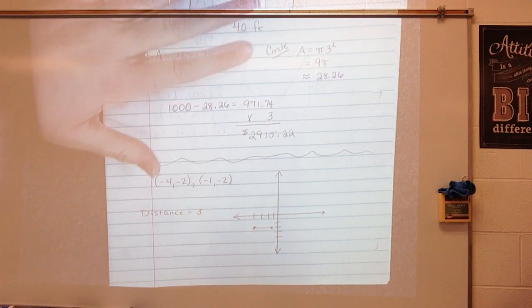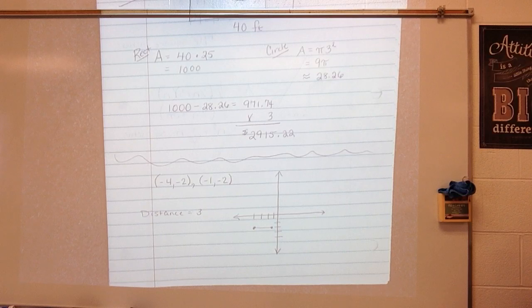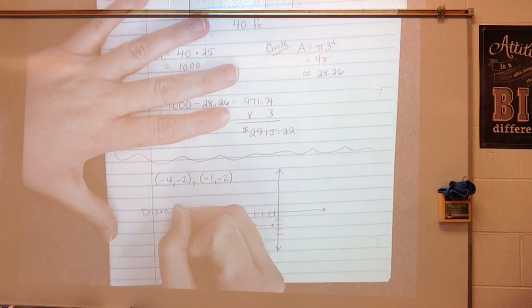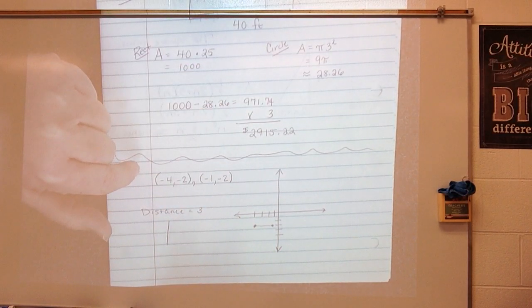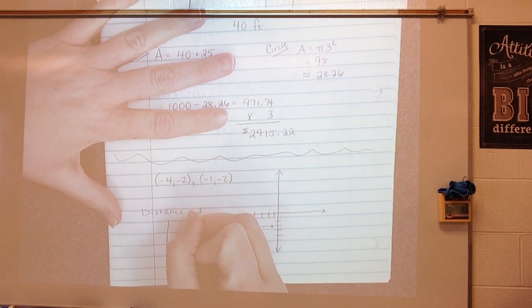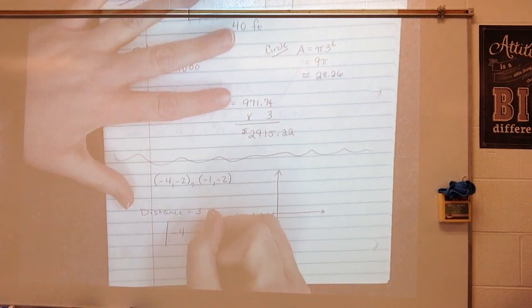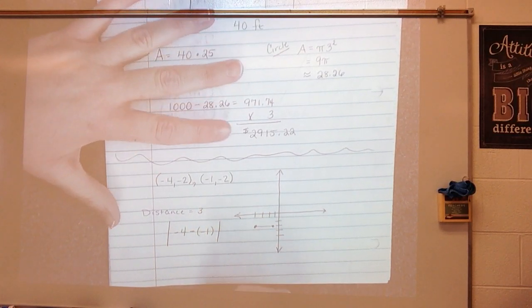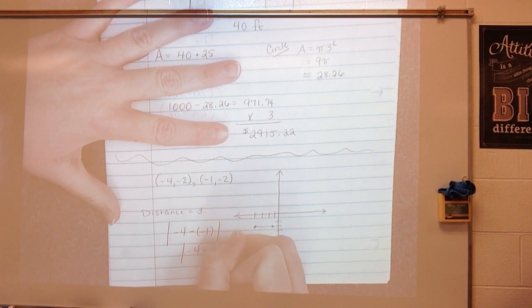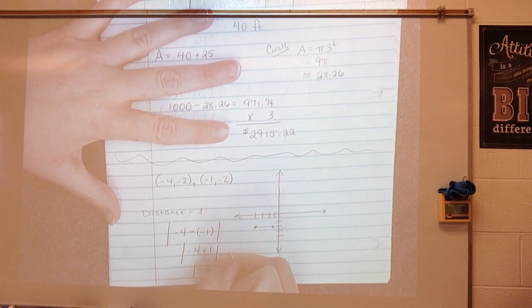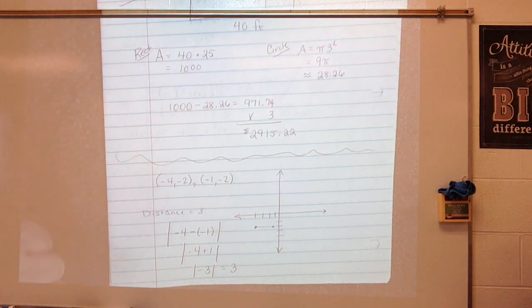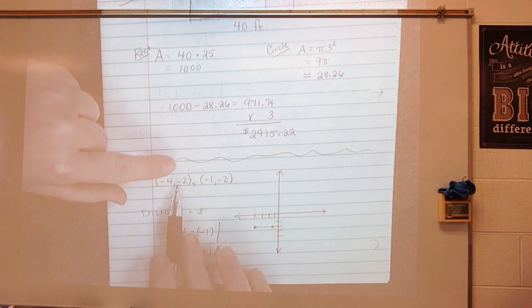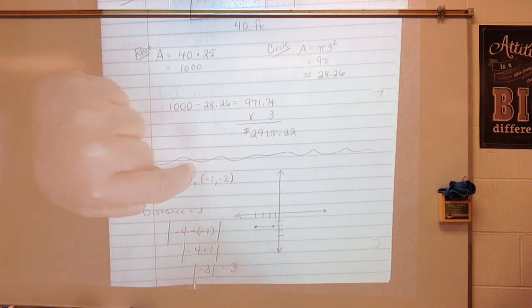There is another way that you can figure out the distance, and that is to take the absolute value of -4 minus -1. So that would be -4 plus 1. The absolute value of -3 would be 3. So I would take the x coordinates here because they're the ones that are not the same.